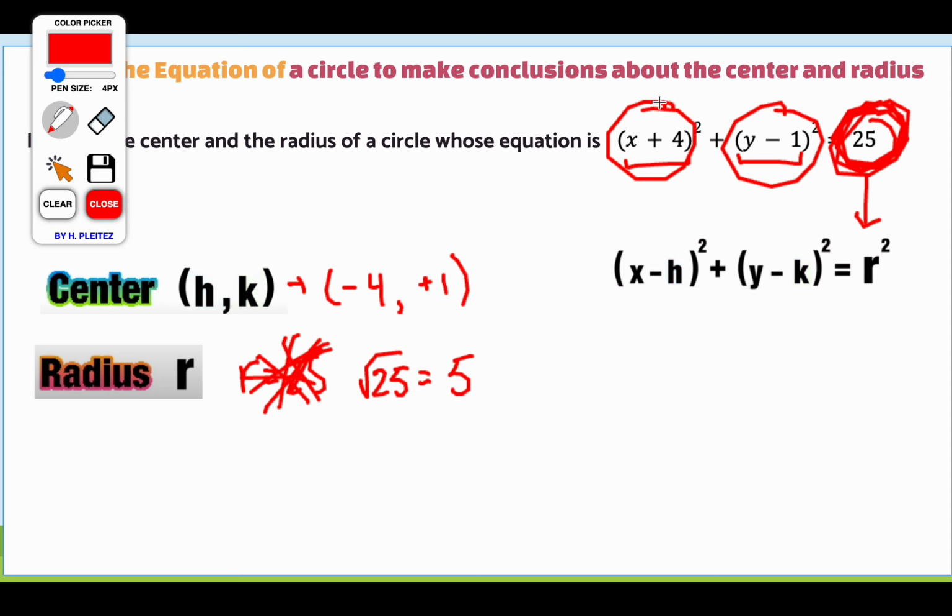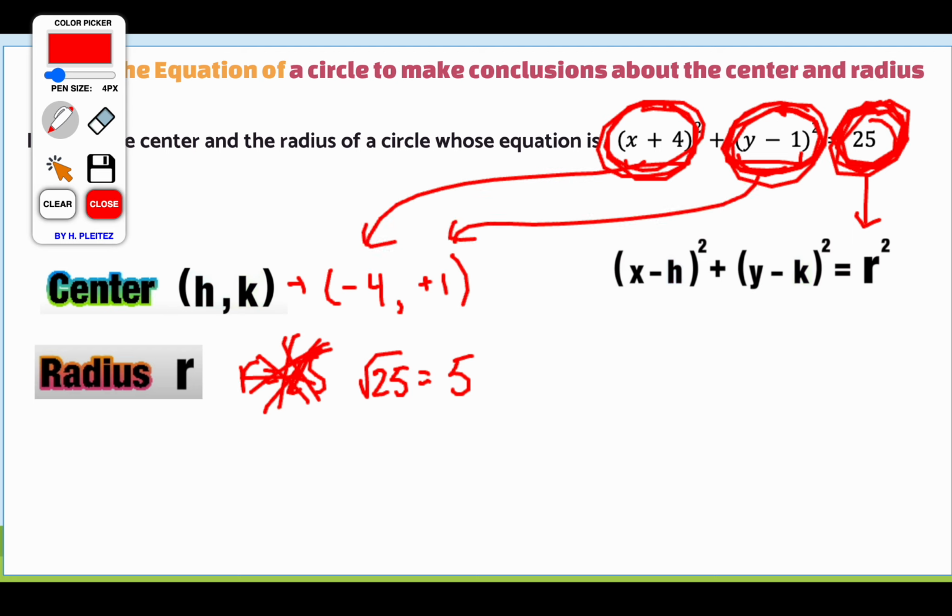So again, what we did was I know my center is involved with the numbers inside of these parentheses. So we switch the signs over. Our center is at negative 4, 1. And then we take the square root of this term here. And that gives us a radius of 5.